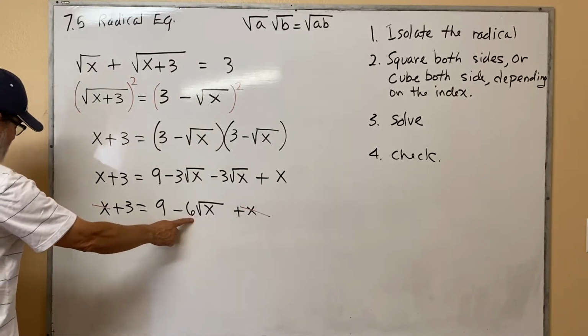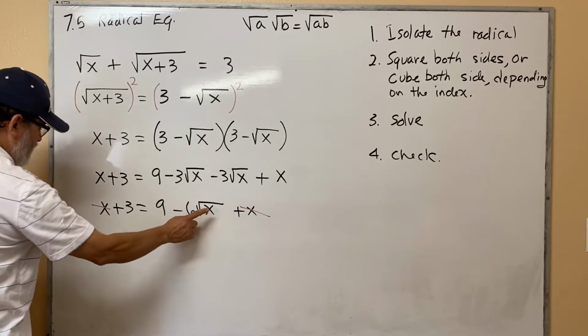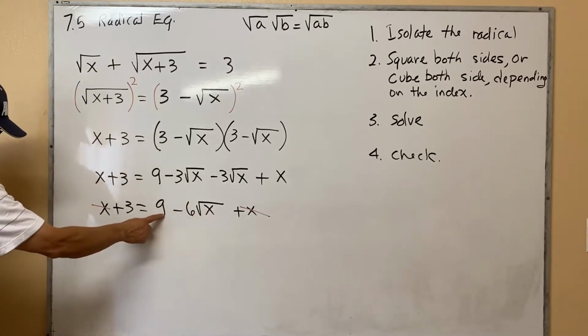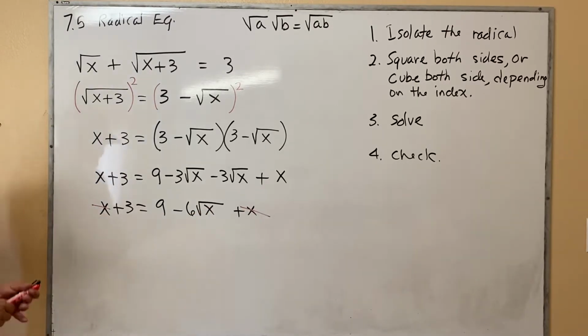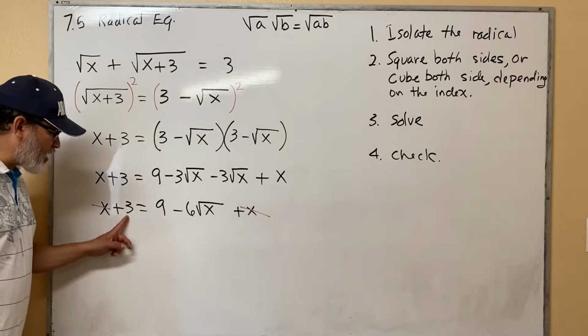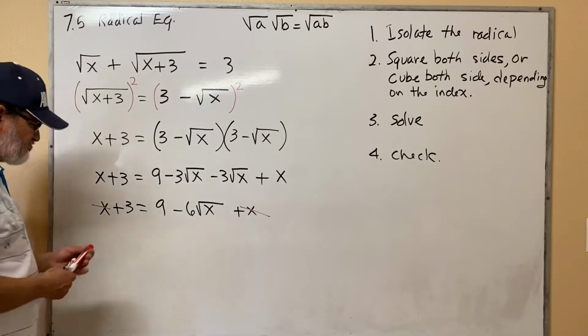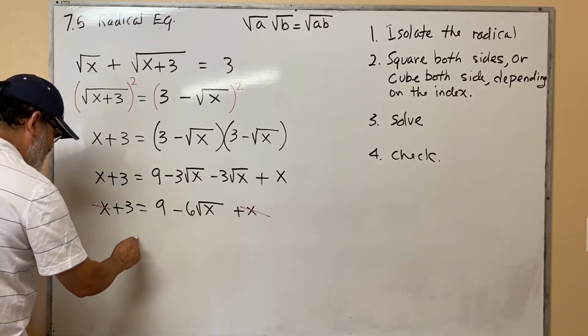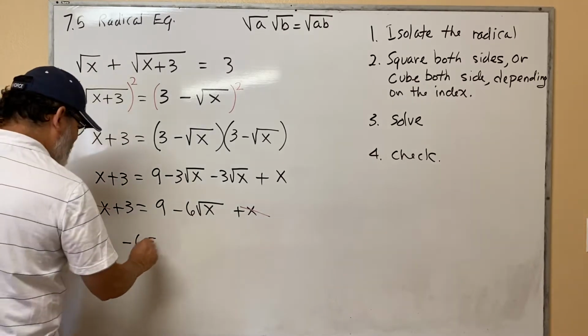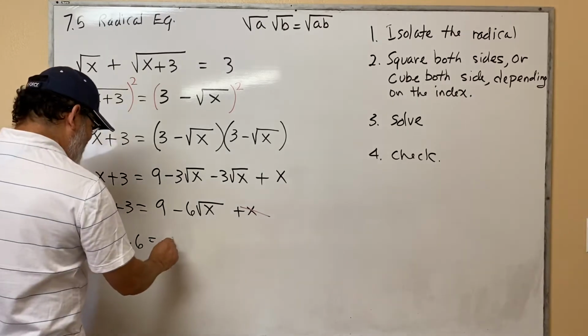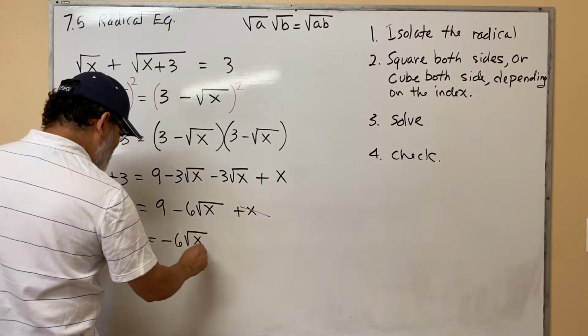I'm trying to get this square root of x by itself. So subtract 9 from both sides. What is 3 minus 9? Negative 6. That's negative 6 equals negative 6 times the square root of x.